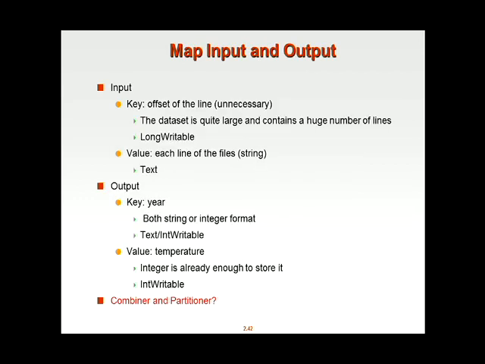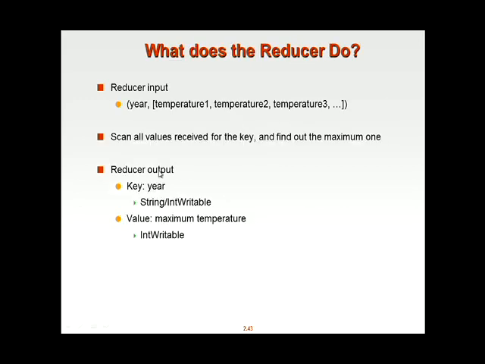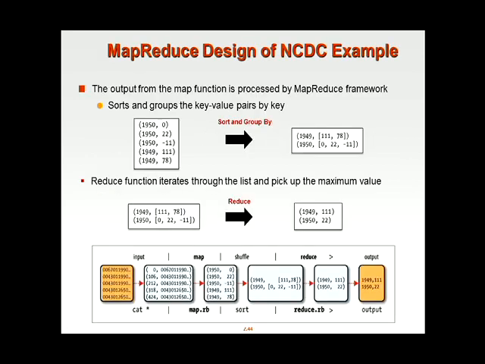So for the mapper, the input and output is a year and value, and that's it. For the reducer, you get the input as a year and a list of temperatures for this year. Now you scan all the values received for the key and find out the maximum one. So that's it. You finish.